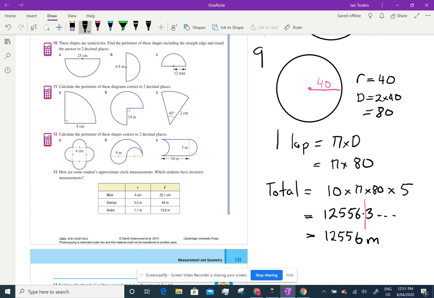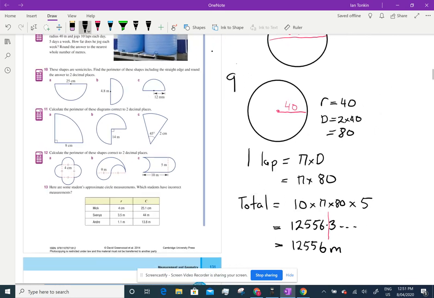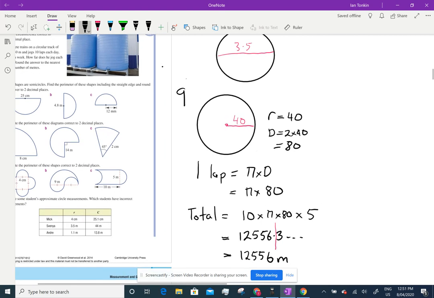Okay, so worded problems. You should be okay with those. Calculating the perimeter of these. I'm going to do C in 10, 11, and 12. All right, you see if you can do them. 10, 11, and 12.